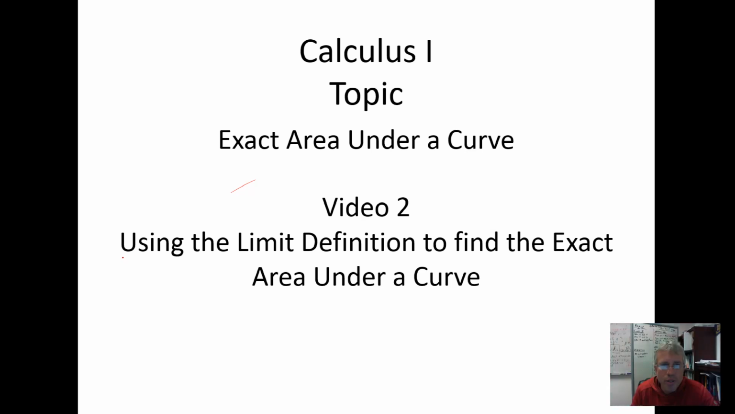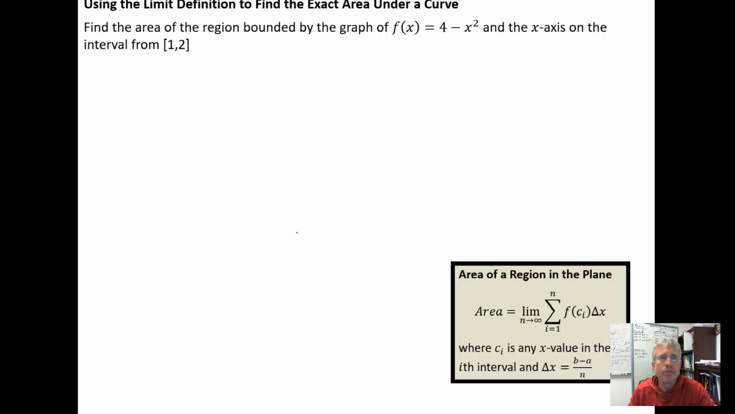So in this video, we're going to use the limit definition that we saw in the previous video to find the exact area under a curve. It says find the area of the region bounded by the graph of f of x equals 4 minus x squared and the x-axis on the closed interval from 1 to 2.